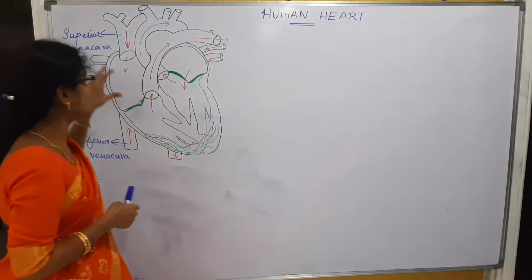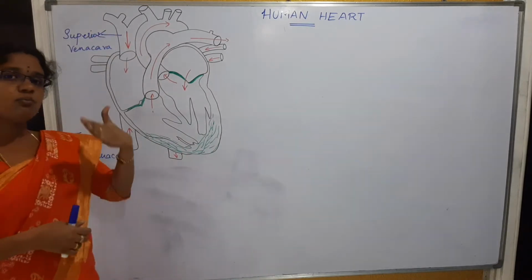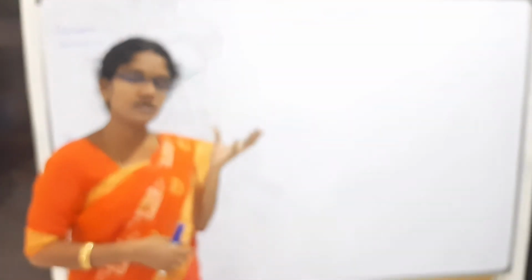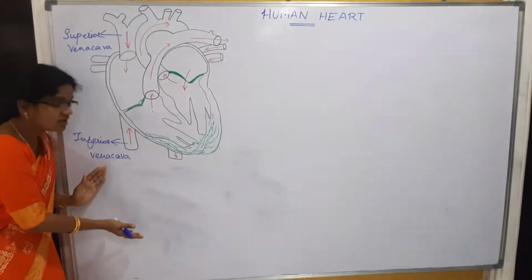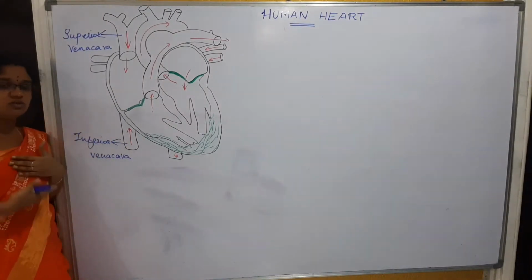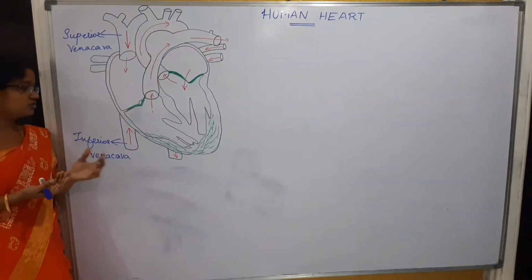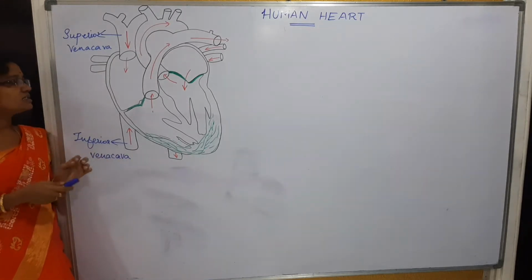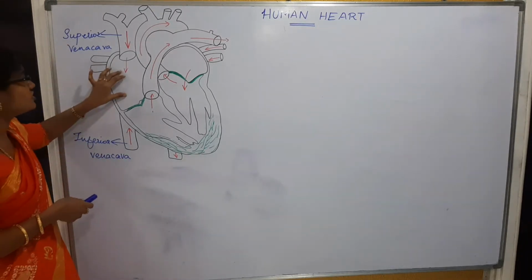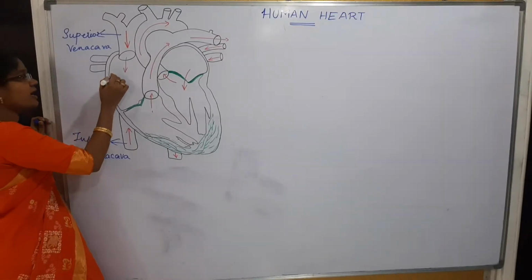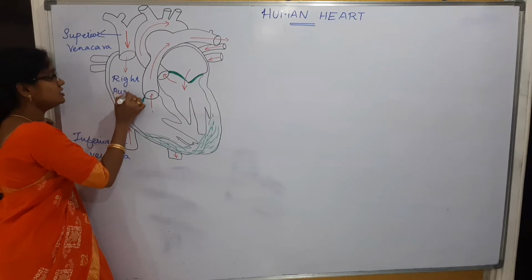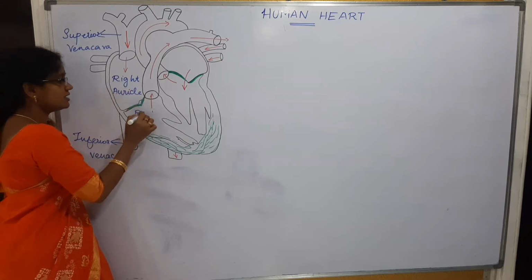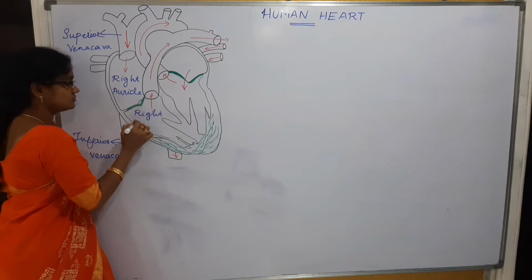The superior vena cava will receive the blood from the portion above the heart, and the inferior vena cava gets the blood from the posterior part of the heart. That means below the heart, it will receive all the blood through this inferior vena cava. Right. What is this position? This position is called the right auricle, and this one is the right ventricle.